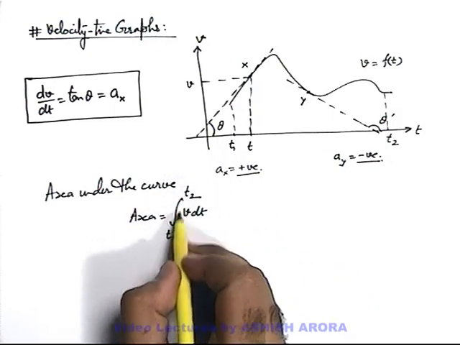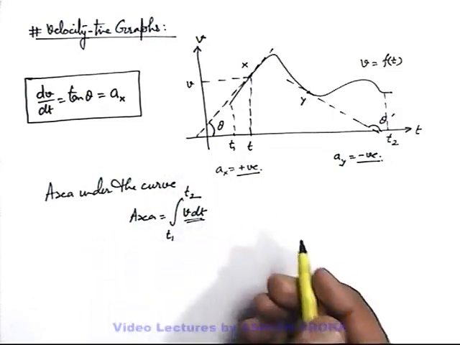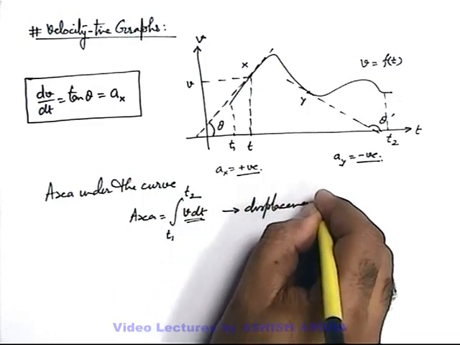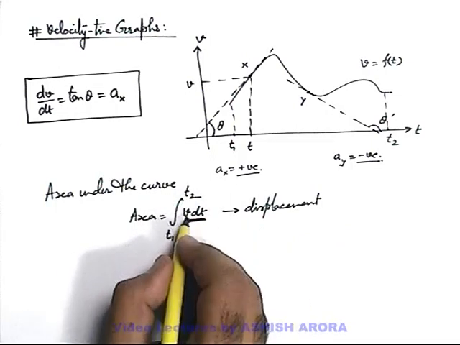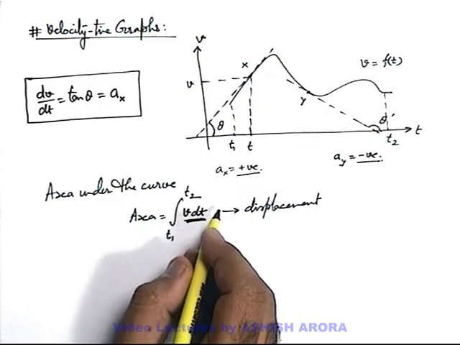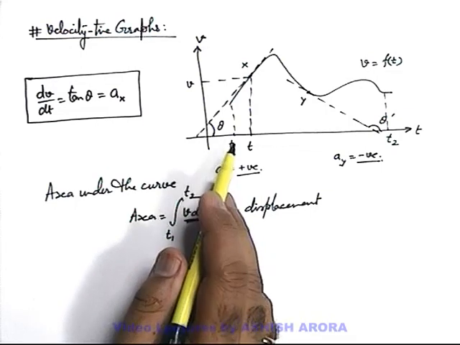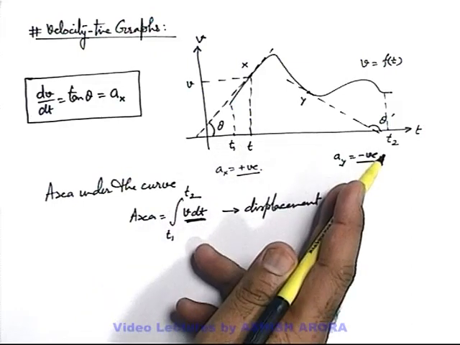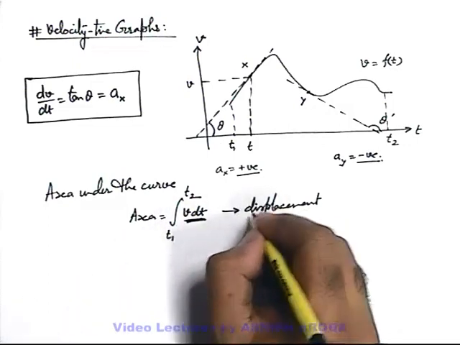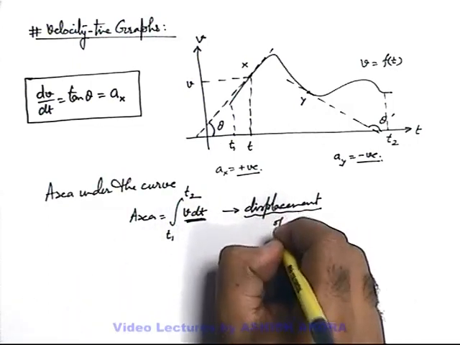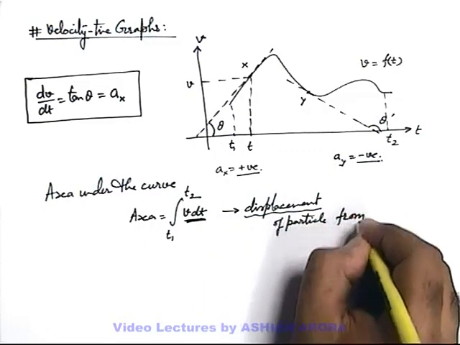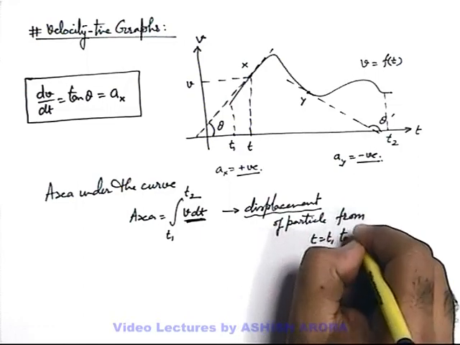Here you can see this integration of v dt will be given as displacement only, because v into dt is the displacement covered by the particle during the time dt. So if we calculate the total displacement of the particle from time t1 to time t2, it can directly be given as integration of v dt from t1 to t2. It will give us the displacement of the particle from t equal to t1 to t2.